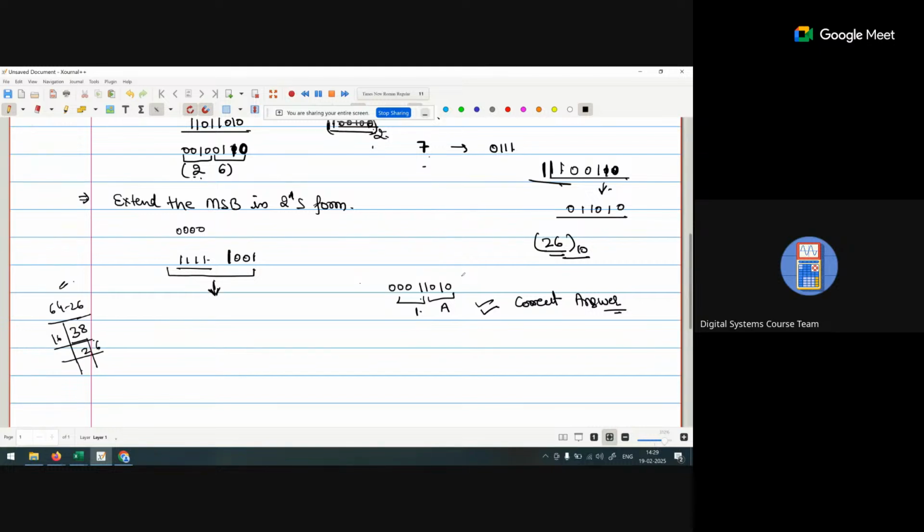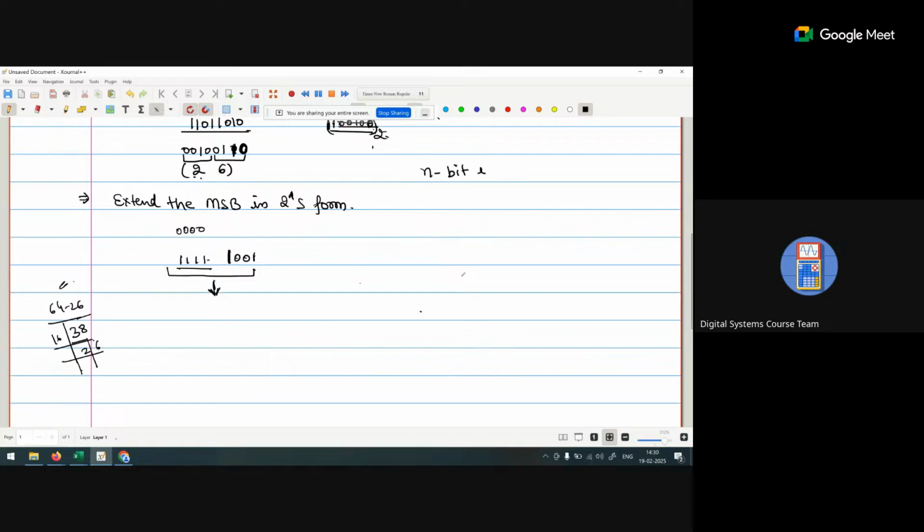This 26 is also in hexadecimal. You can do it this way also. I think you know this formula. If n bits are given, what is the decimal equivalent of this number? It is 2 raised to power n minus the decimal number. You know this method? No, sir. I am hearing about it for the first time.